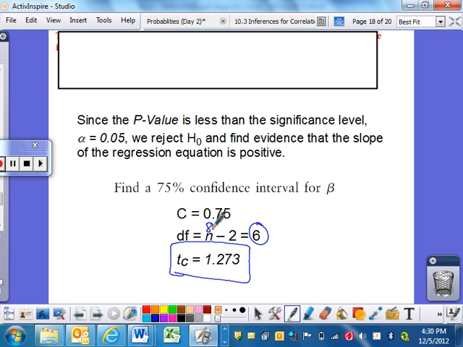So if you go down to 6, and you go over to the 75 confidence level, you have 3 lines on top of your page. You look in the bottom line for 0.75, and go down. Wherever 6 is, see where they meet. That's 1.273. So that's how you find the critical score.